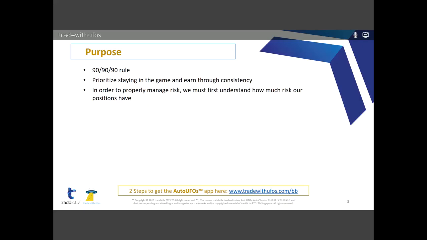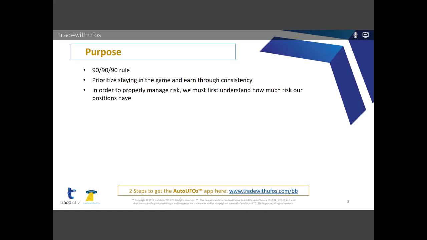We don't want to be the 90% statistic. We want to be the 10% statistic that is consistent with our profits by staying in the game. And the only way that we can stay in the game is to manage our risk. It's not to have the most magnificent indicator out there in the world. We obviously are very supportive of AutoUFOs, and we love the tool. It saves us time and gets us where we need to be.